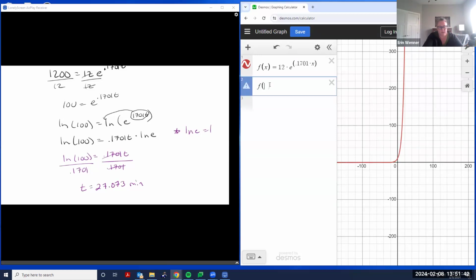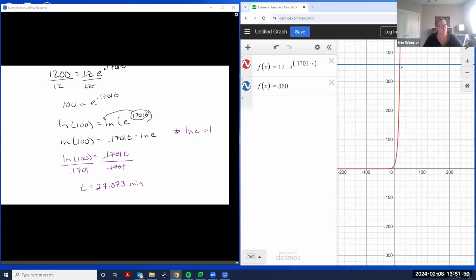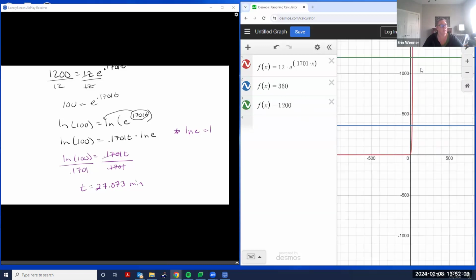So we've got that f of x equals 360. Which right here, we can see that happens at about 20 minutes, right? And then we're looking at f of x equals 1200. If we continue to scroll out, again, it got so steep within that time period. So much because it's continuously compounding. So remember, exponential growth means it's multiplying continuously by that value, right?